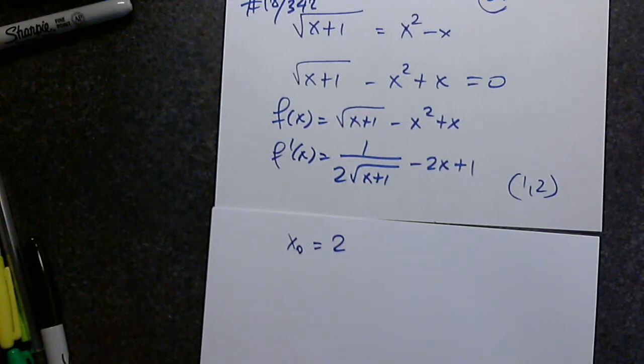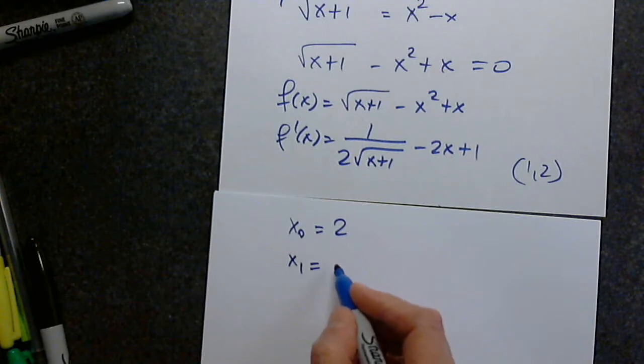Oh, we did not establish how many digits we want. 6 decimal places. Is that okay? So x1 was 1.874436. x2 was this. x3 is this. And we're getting closer. Do I need to copy all these down?